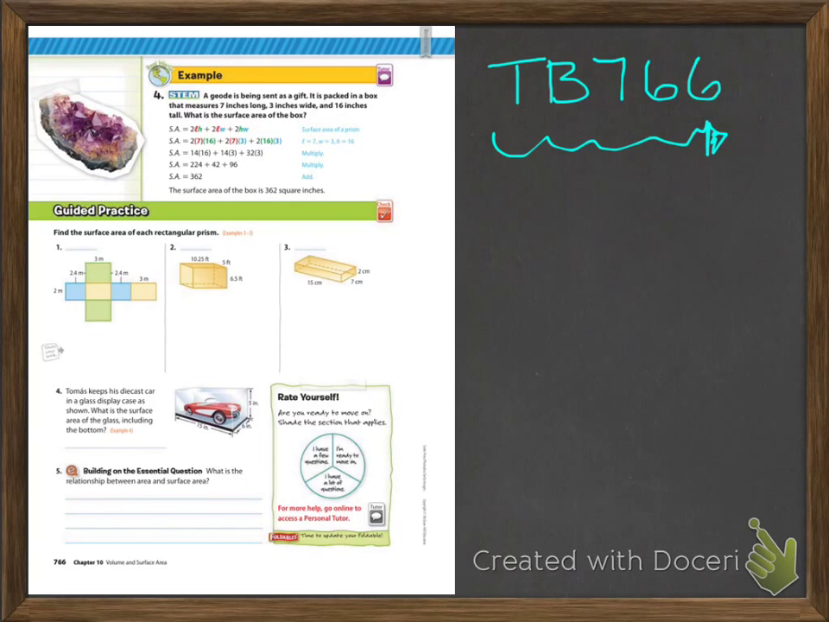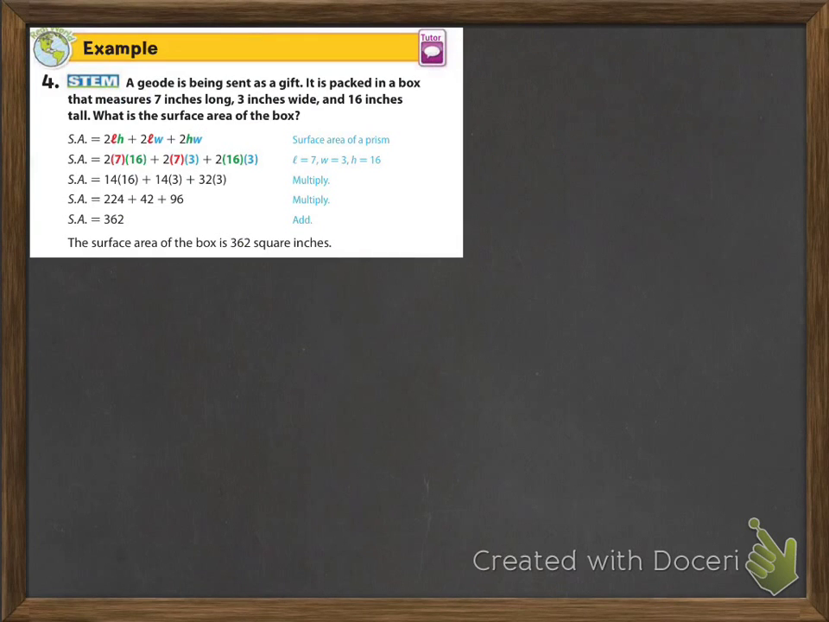So you see this cool little rock gem type thing on the left. And because you've worked so hard thus far, I'm going to go ahead and take a look at this problem and see what we need to do. It says a geode is being sent as a gift. It is packaged in a box that measures 7 inches long, 3 inches wide, and 16 inches tall. What is the surface area of the box?